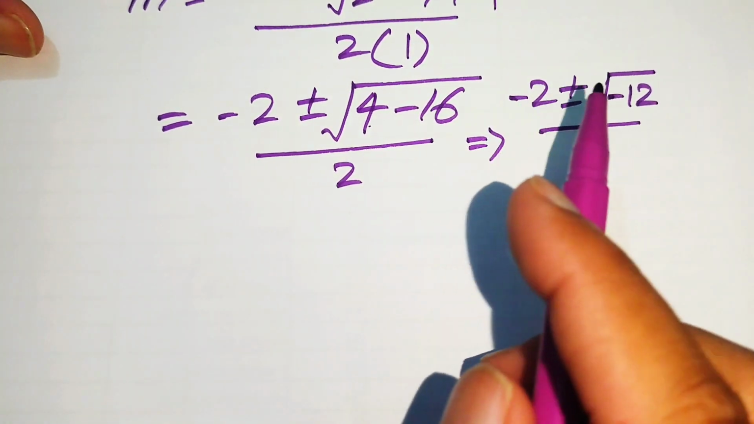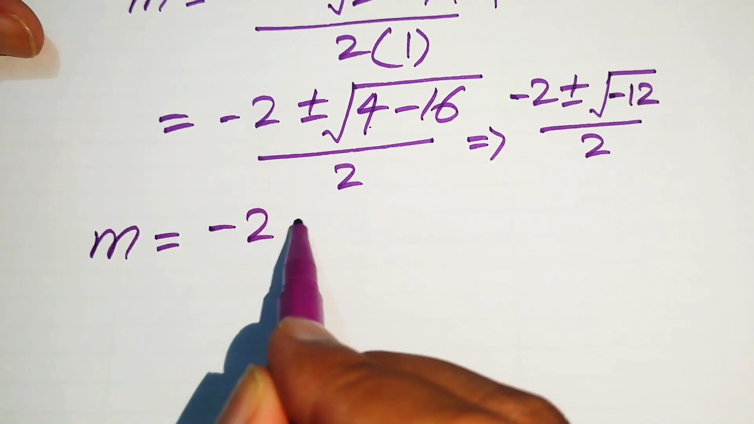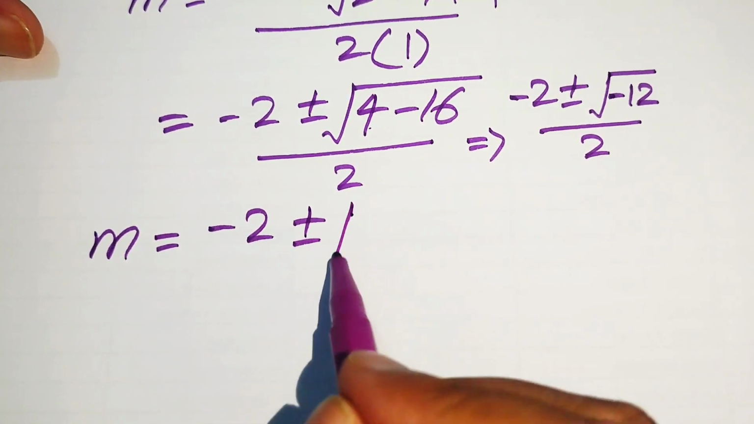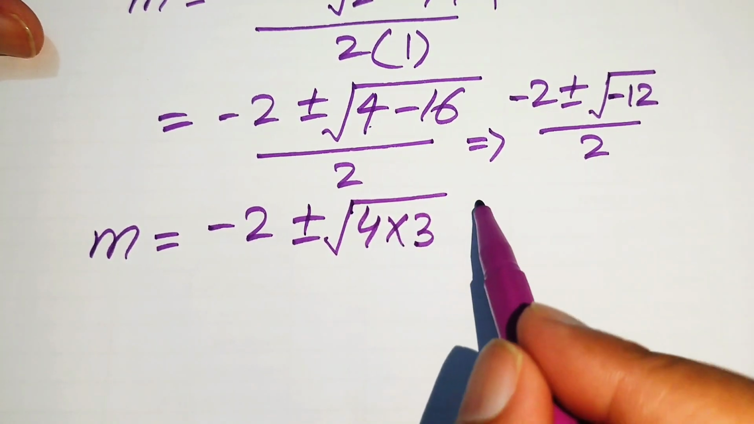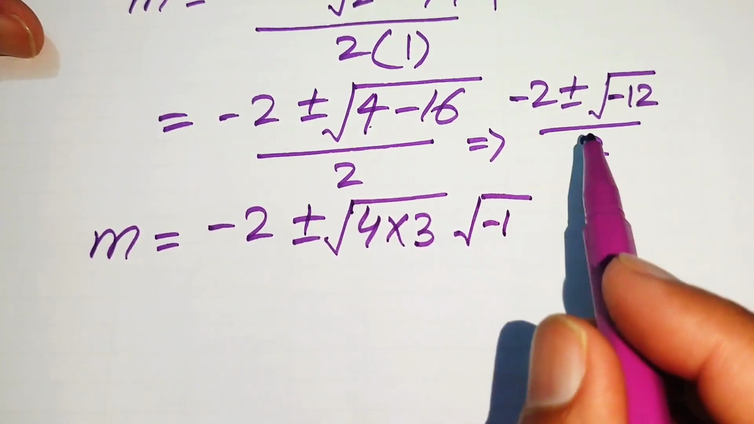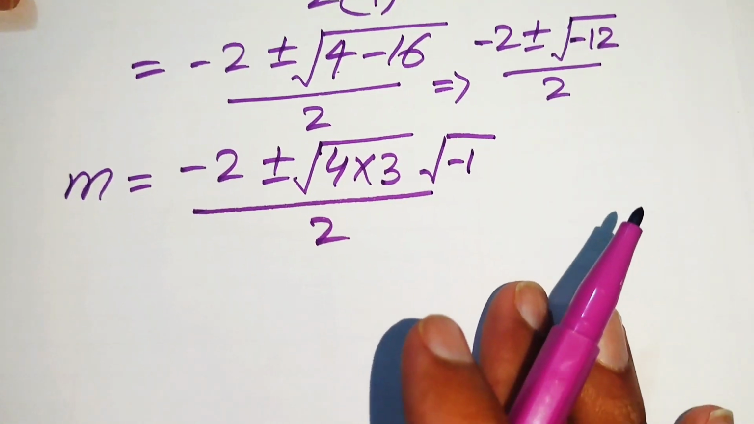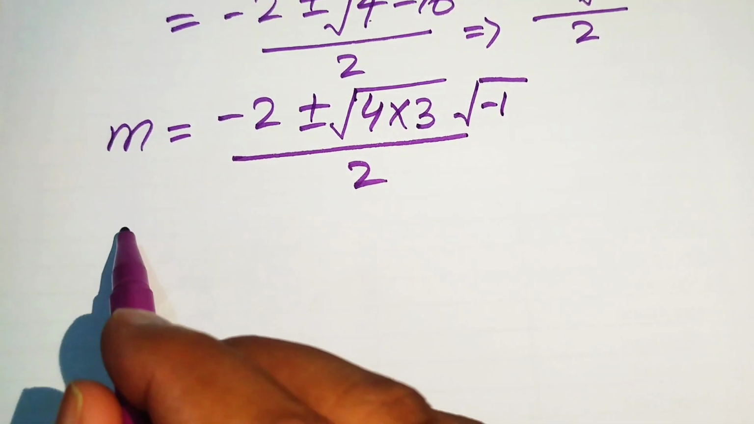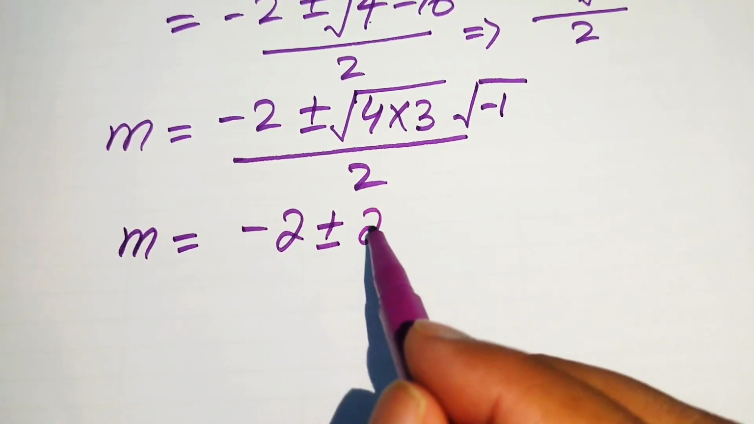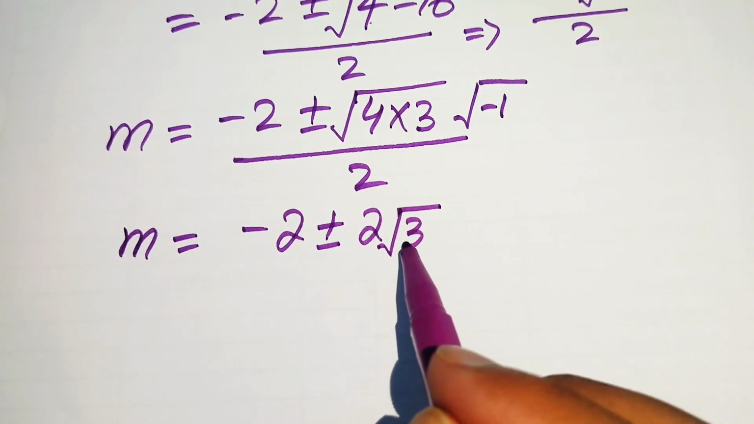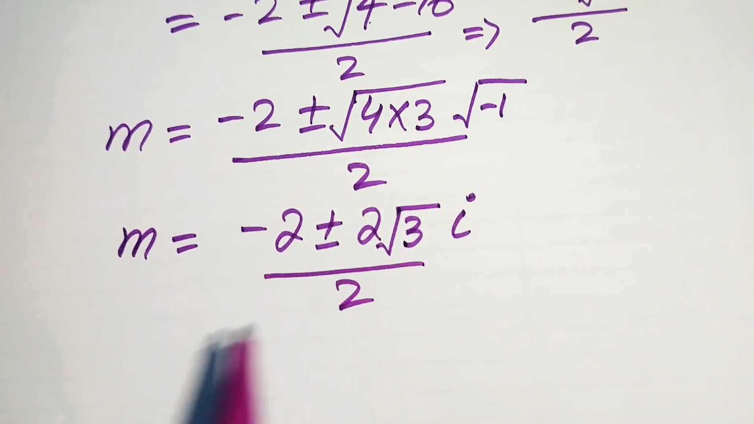And here we rewrite this minus 12 in this form: minus 2 plus minus square root of 4 times 3. We know that 4 times 3 is 12, and we write this minus 1 square root, and it is divided by 2. And here we know that the square root of 4 is equal to 2. So this is minus 2 plus minus 2 into square root of 3. And we know that square root of minus 1 is iota, and it is divided by 2.